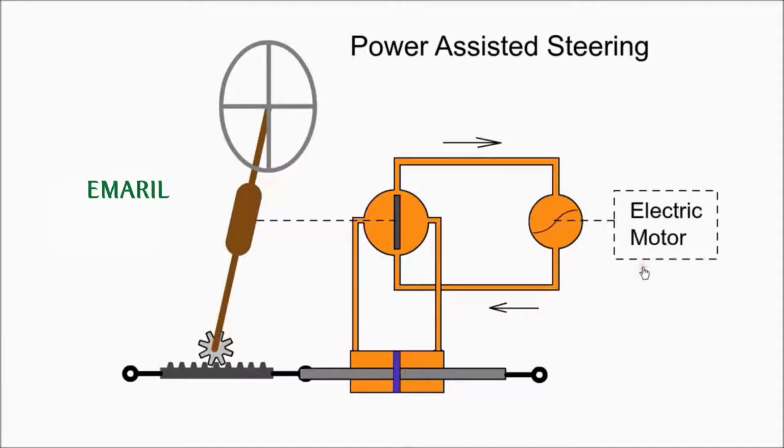With an electro-hydraulic system, an electric motor is used to drive the hydraulic pump. When the pump is not required, the motor is switched off, saving power consumption. Another solution is a complete electric power assist system.